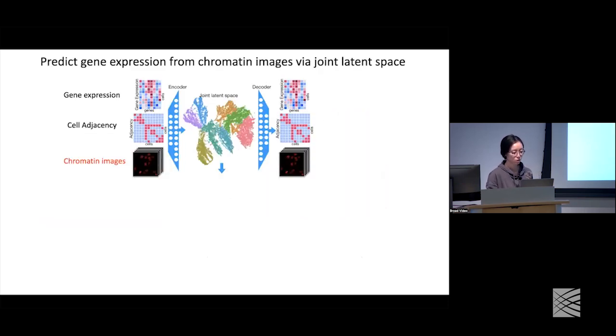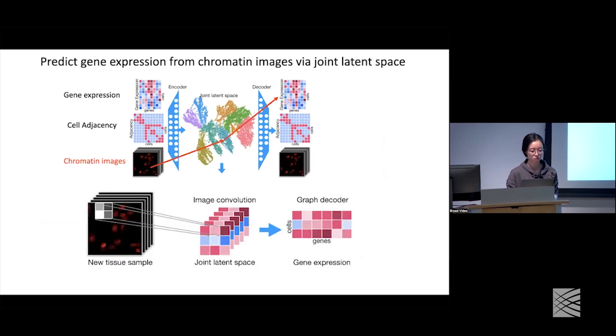So now we also want to take in chromatin images. And the first thing we want to show about the usefulness of this chromatin image is that if you already have some spatial measurements on some samples, and we have the gene expression, cell adjacency, and the chromatin images, now, if you want to add one new tissue sample, you don't have to measure the spatial transcriptomic on that. You can just take the chromatin images and then predict the gene expression from the chromatin image.